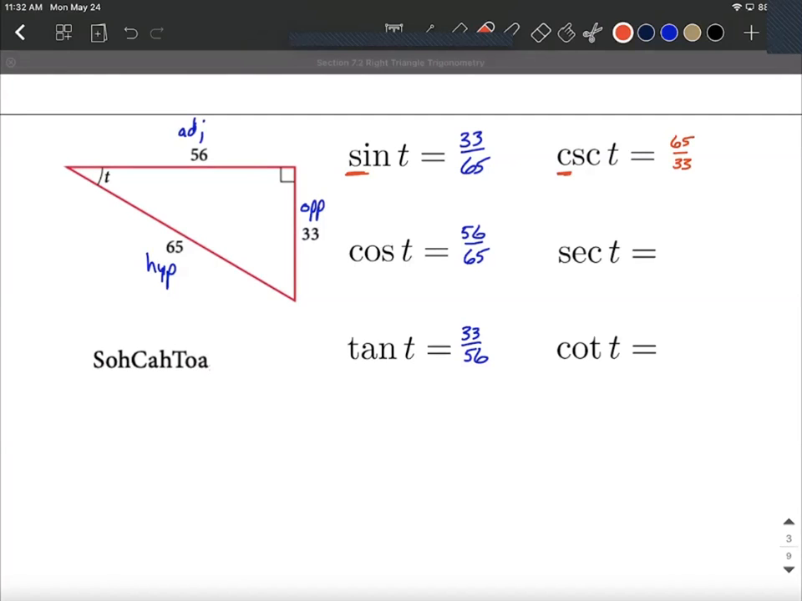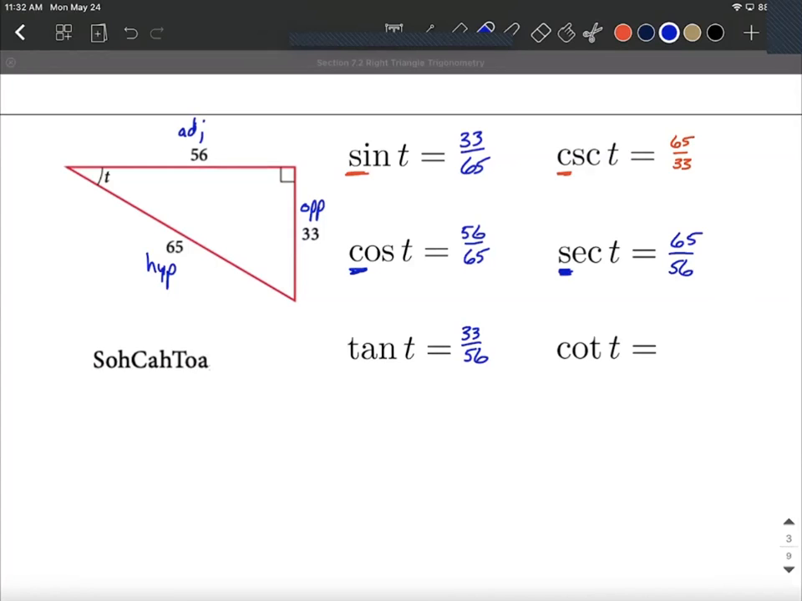All right, we can also say the same thing about cosine, which starts with a C, and secant, which starts with an S. It always gets paired up with an S and a C in these pairs. So what we're going to do is invert cosine and get secant. So 65 over 56. Taking the numerator and denominator and flipping them upside down.